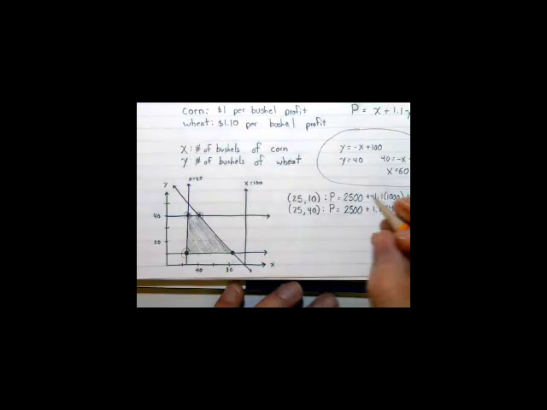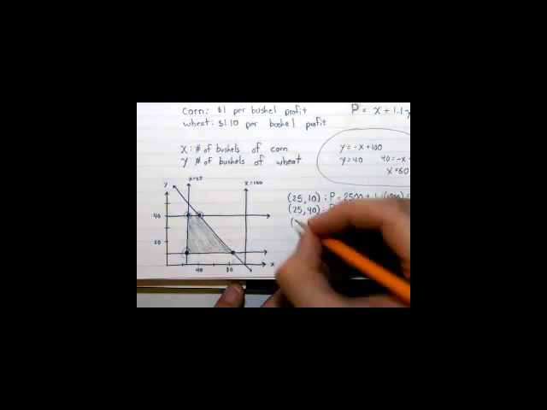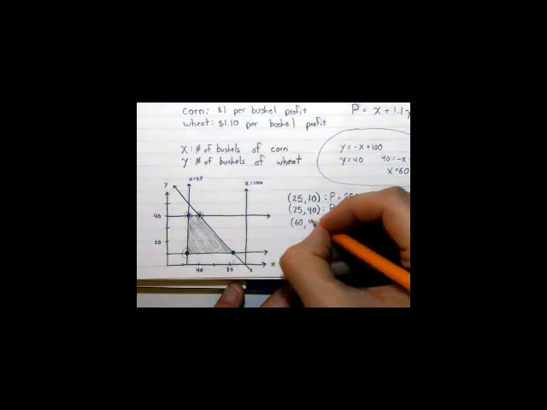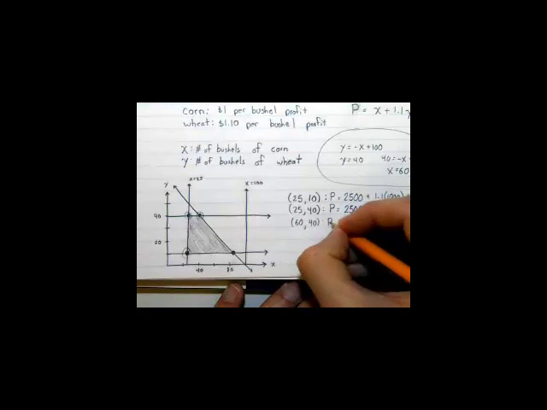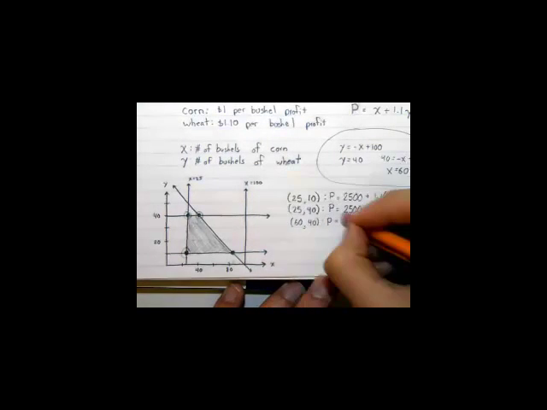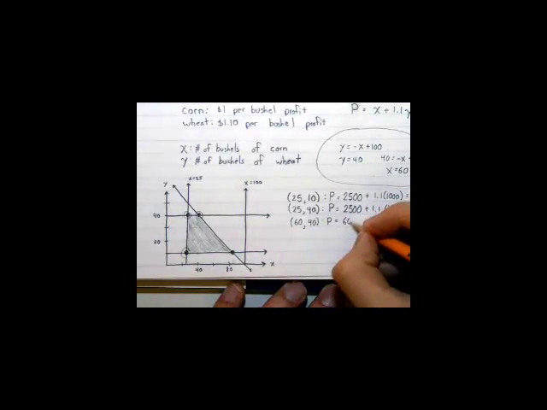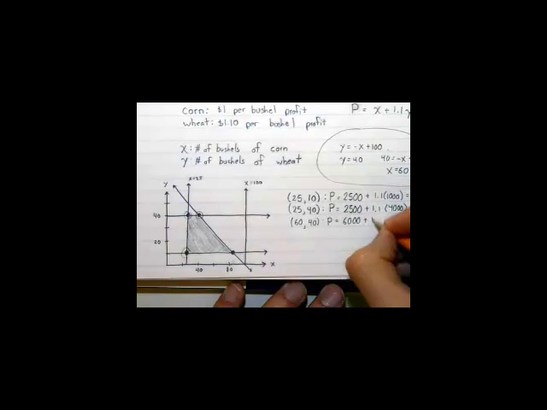Okay. So, yeah, the graph is not to scale, like I said. All right, so x is 60, y is 40. So our profit there is going to be, oops, not 2,500 anymore. So that's going to be 6,000 plus 1.1 times 4,000.